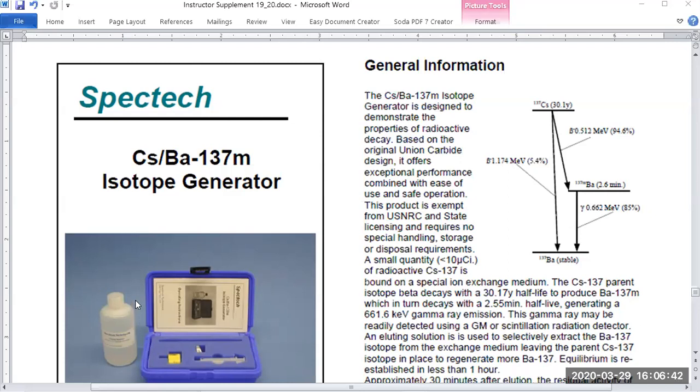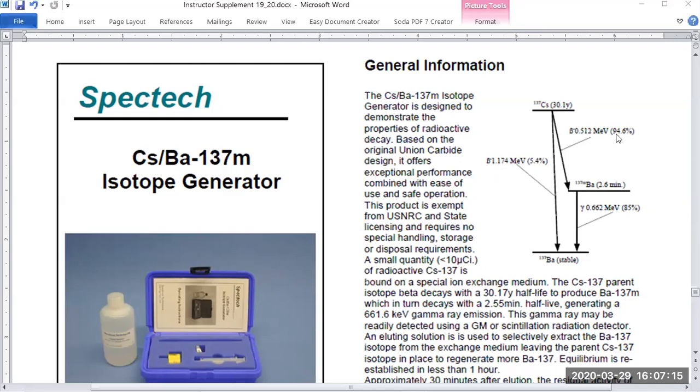So what comes in this little cartridge here is some cesium-137. It's about 10 microcuries of it. And cesium-137 has a 30.1-year half-life. And it has the ability to decay directly to barium-137, which is stable, but only about 5.4% of it takes that route with a high energy beta particle release.